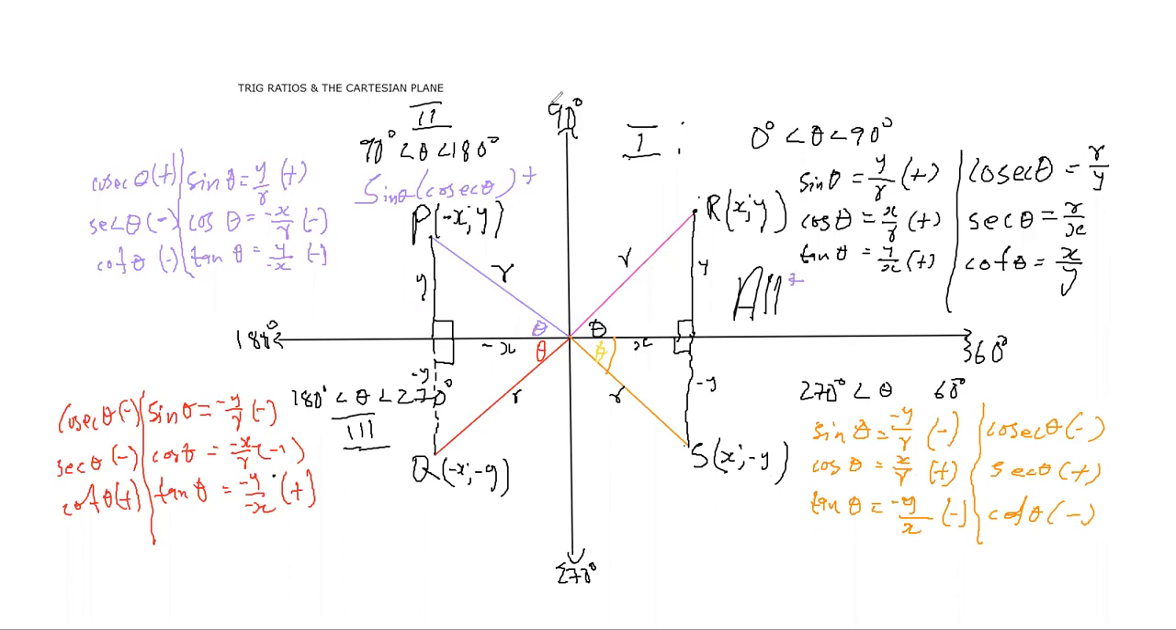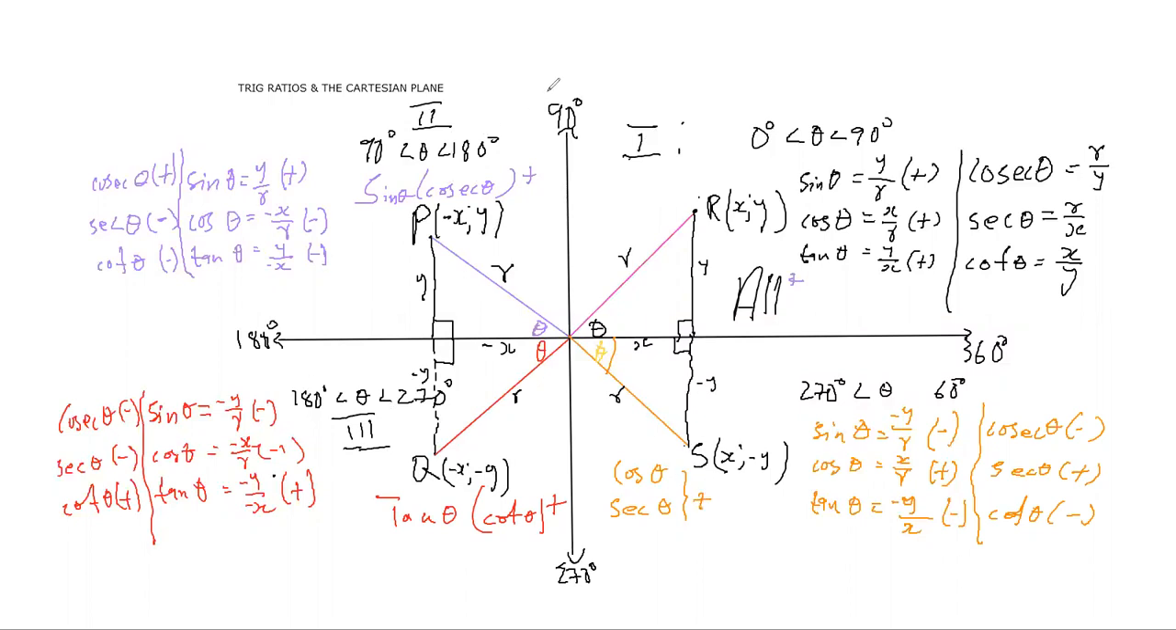So what do we have? What have we established here? We have established that in the first quadrant, the ratios are all positive. In the second quadrant, only sine and its reciprocal is positive. In the third quadrant, only the tangent and its reciprocal, which is the cotangent, are positive. And finally, in the fourth quadrant, only the cosine and its reciprocal, the secant, are positive.